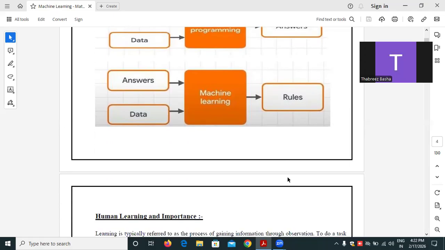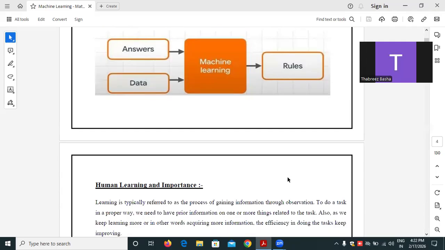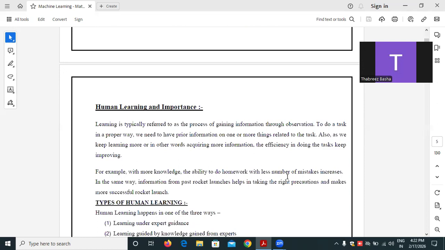Next, in machine learning, one of the first topics we discuss is human learning and its importance. Human learning is typically referred to as the process of gaining information through observation. To do a task in a proper way, we need clear information on one or more things related to the task. As we keep learning more, or in other words acquiring more information, the efficiency in doing the task keeps improving.